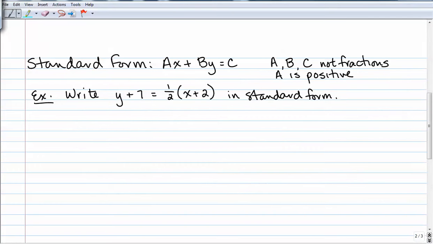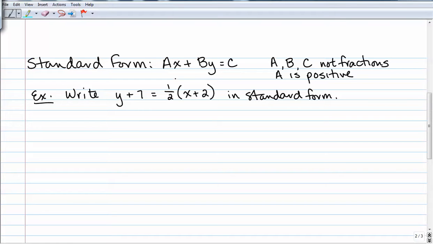Remember that standard form of the equation of a line is ax plus by equals c, where a, b, and c cannot be fractions, so they have to be whole numbers, and a has to be a positive number. So here's an example. Write y plus 7 equals 1/2 times the quantity x plus 2 in standard form. Notice the equation of this line is in point-slope form, but I need to turn it into standard form, so it needs to look like this one up above here.